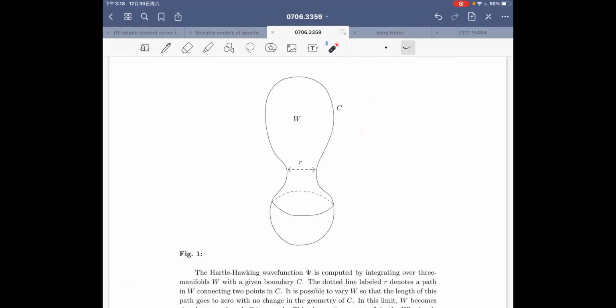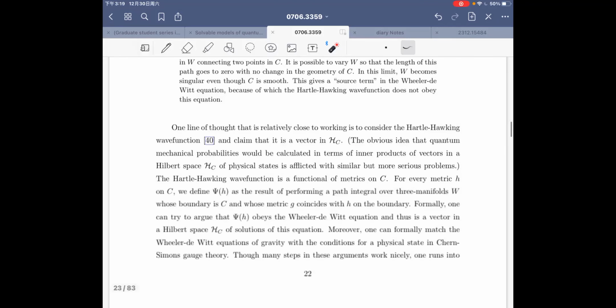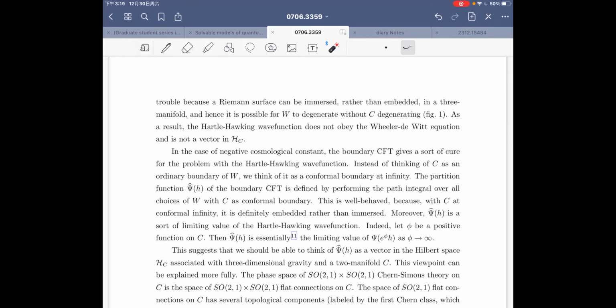You may want to show that the wave function calculated by the path integral with C as a boundary satisfies the Wheeler-DeWitt equation, and you can also try to map this wave function to a state in Chern-Simons theory. However, the issue is that the Riemann surface can have complex shapes. It can be immersed rather than embedded. So generally, the Hartle-Hawking wave function will not satisfy our desired conditions.